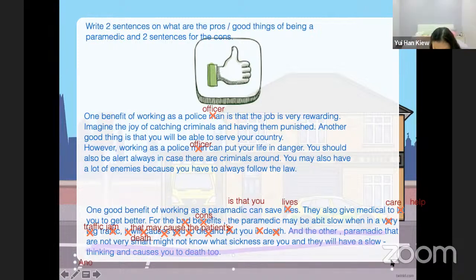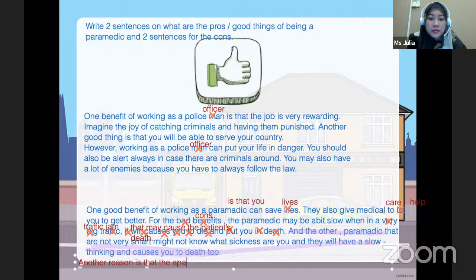We can say that maybe if the paramedic is just a fresh starter or a beginner, maybe it's his or her first time saving people's lives, then they're not yet used to it, okay? Another reason is that the paramedic is still a beginner, okay? And they will be slow in treating the patient, okay?